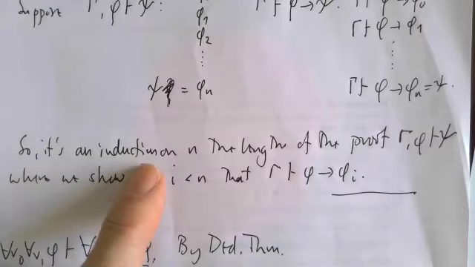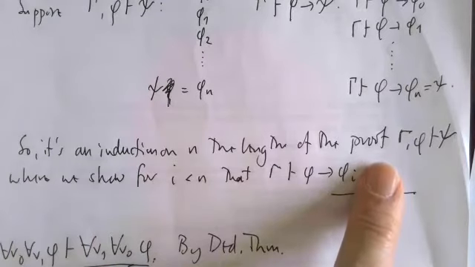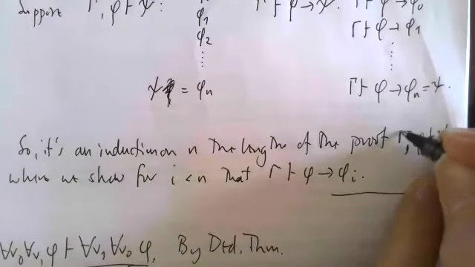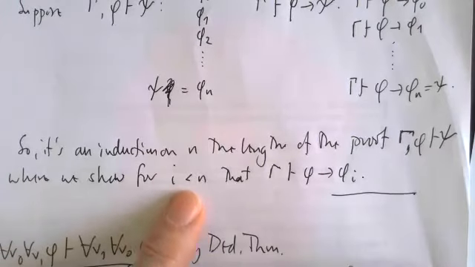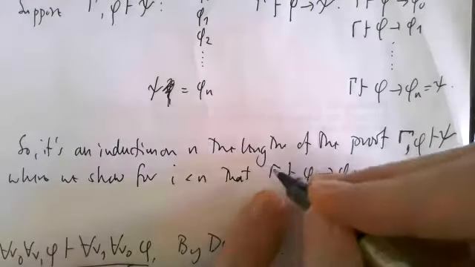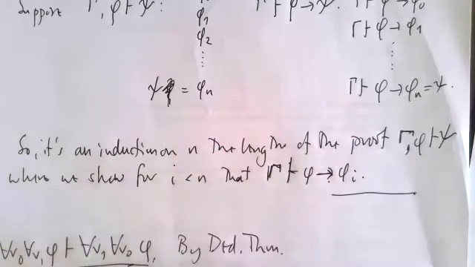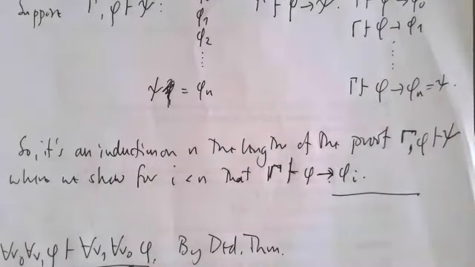So it's an induction on n, the length of the proof. The proof being gamma comma phi going through to psi, where we show for an i less than n that gamma proves phi arrows phi i. Okay, I hope that's all right.